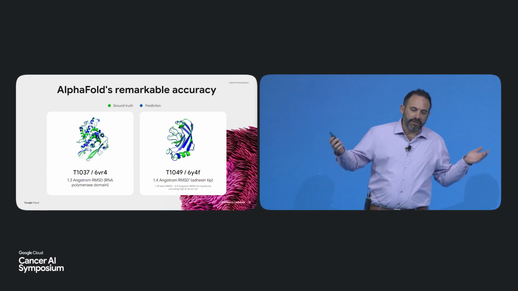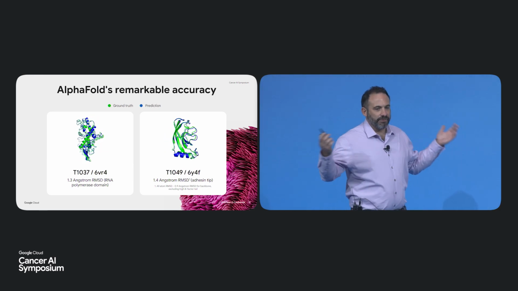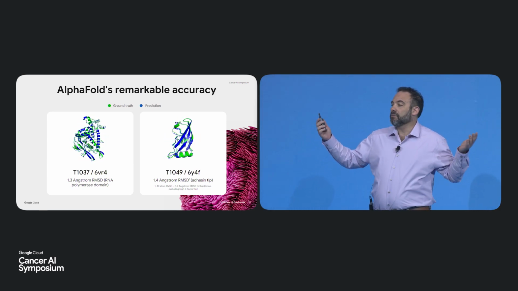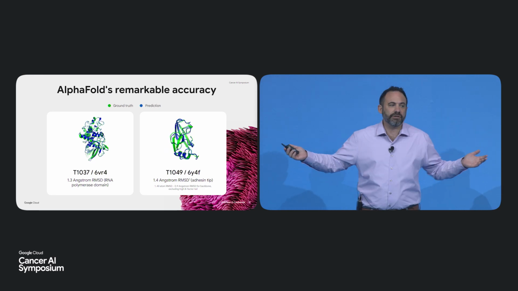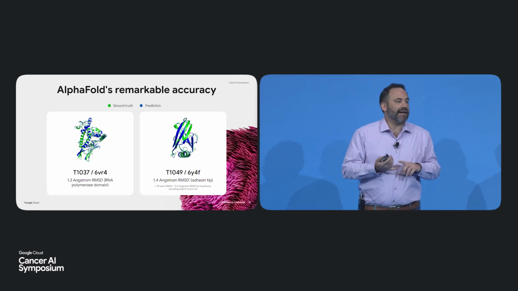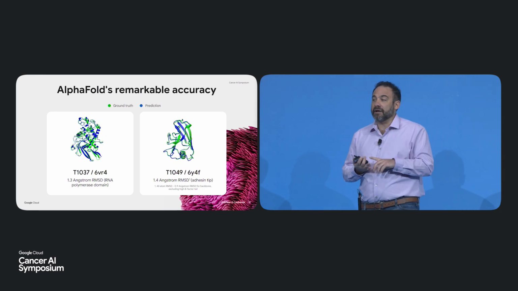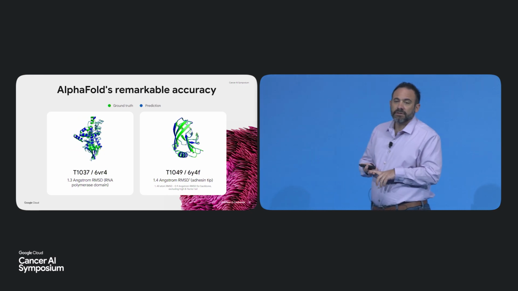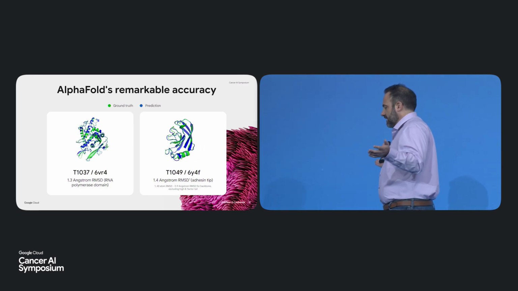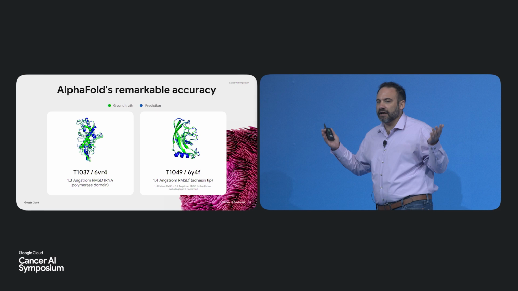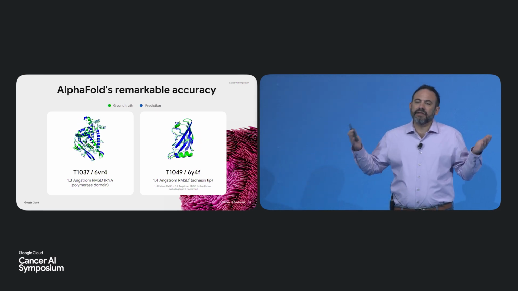So how do you determine the shape of a protein? Well, we have a number of experimental techniques to determine the shapes of proteins. We have X-ray crystallography, we have NMR, we have cryo-EM. Those are amazing techniques, but they're expensive, they take a lot of time, and they're constrained.